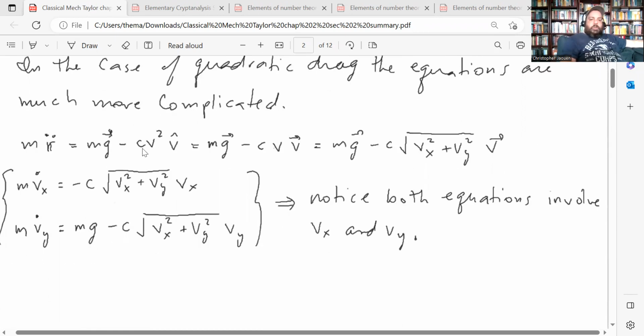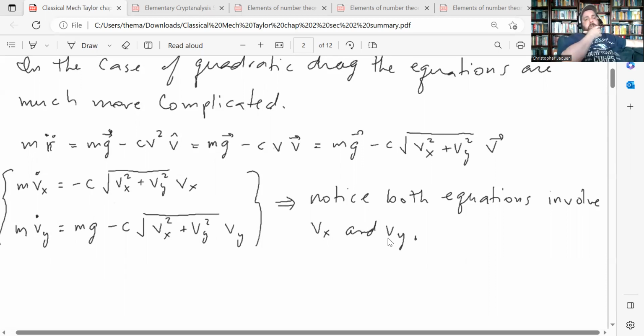If you have a quadratic drag term, like we have over here in this equation, notice that you get this annoying factor of square root of vx squared plus vy squared, and that makes it difficult, or I guess, I don't know if it's impossible, but it makes it really difficult to decouple the two coordinate equations here. So notice that both of them involve both vx and vy. All right.